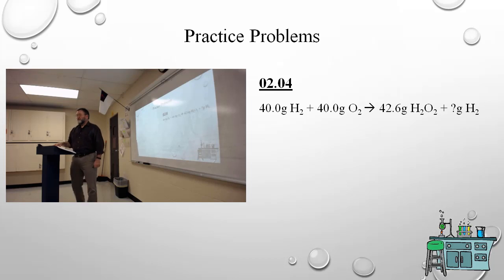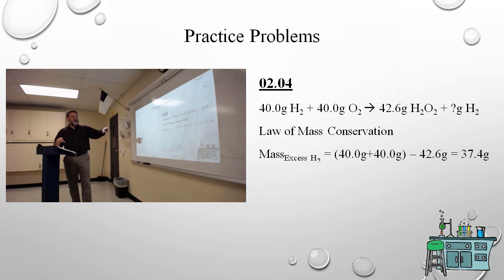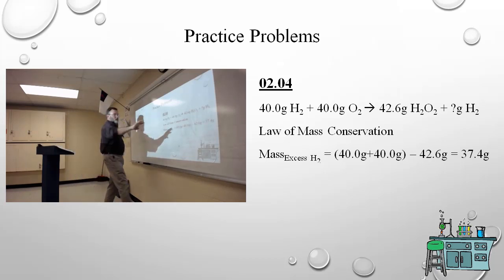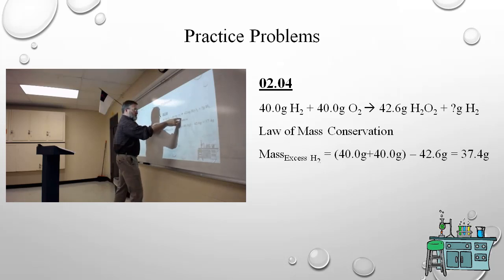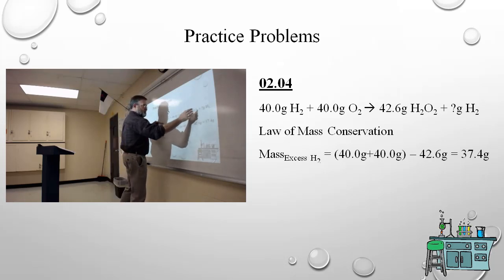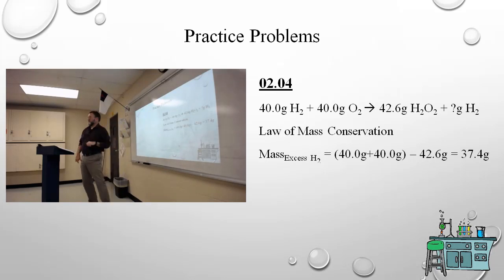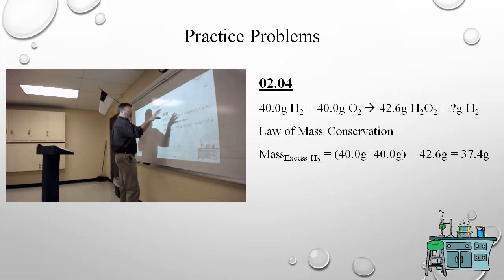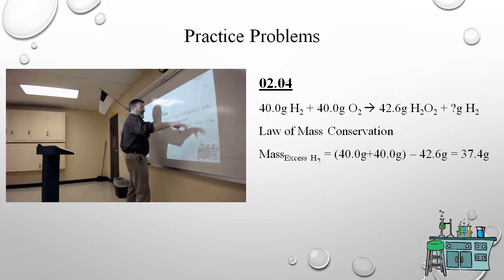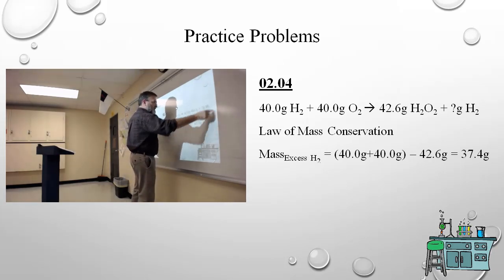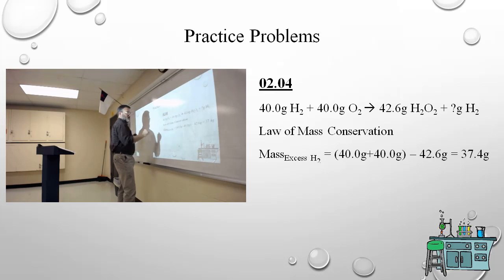Subtract what? 42.6 from 80. Okay, so we use the law of mass conservation again, and whatever extra hydrogen we have over here is going to be equal to the mass of our reactants minus how much we actually produced of the right stuff, right? So whatever we actually put in, we put in this much and this much. With this much and this much put into the recipe, this much of the right thing came out, and I've got this extra stuff hanging around. Let's figure out what that is and not put it in this recipe the next time we do it.